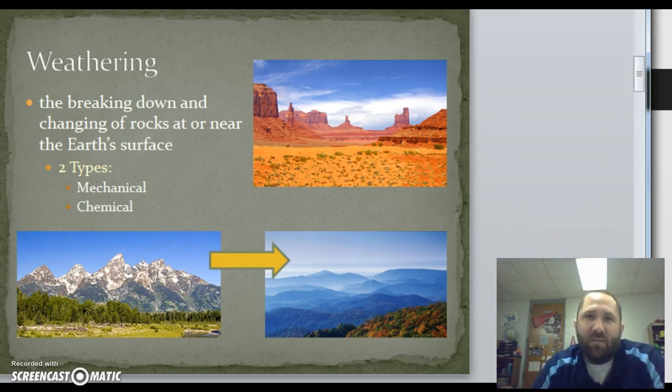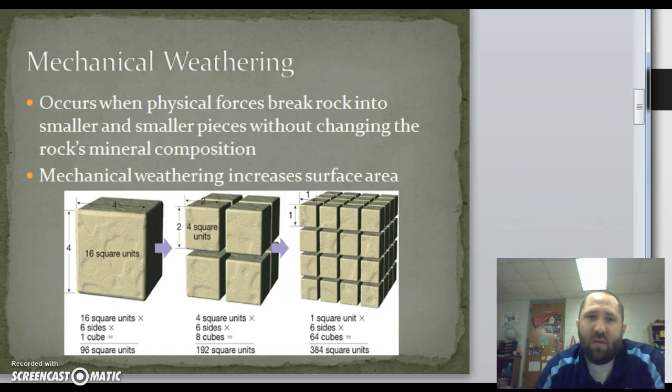and weathering can be done two different ways. The first is mechanical weathering, which is actually physically breaking down the rock into smaller pieces, and then chemical weathering is changing the mineral composition of the rock to deteriorate it and break it down.